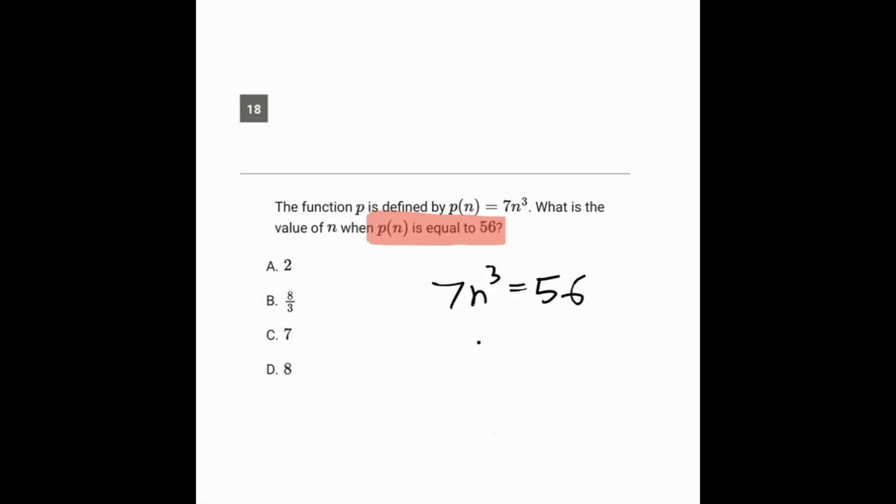And now we can divide by 7. And now the opposite of a third power is a third root. In other words, what number multiplied by itself 3 times gives us 8? And the answer to that is 2. So the answer here is A.